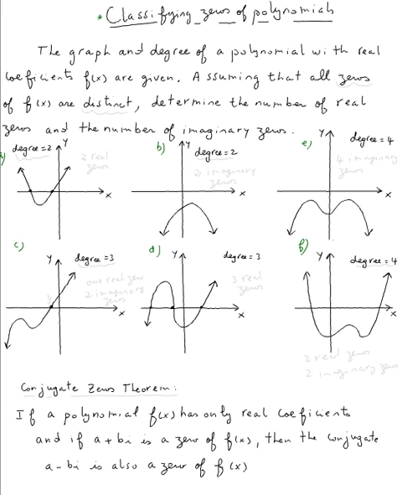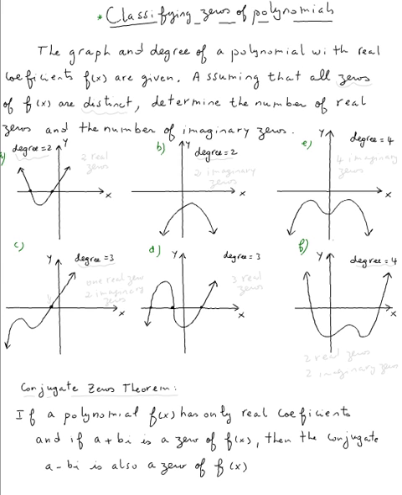Alright, so we're assuming that all the zeros of f of x are distinct. In other words, all of them multiplicity 1. And we need to determine the number of real zeros and the number of imaginary zeros. So first, what we need to know, the number of real zeros are just the x-intercepts, if there are any. And whatever is left has to be the number of imaginary zeros.